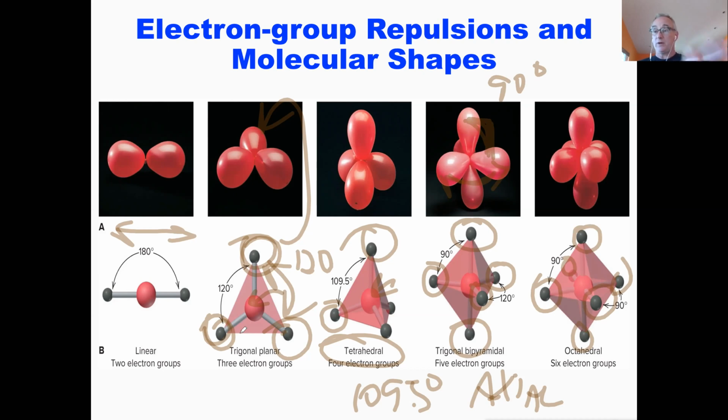So what we'll learn next is we'll take the number of atoms that are around each central atom and the number of lone pairs, and that will determine the actual shape of the molecule. These are the general shapes for the number of groups, but the actual shape of each molecule will be determined by how many of these groups are atoms and how many of these groups are lone pairs. And so we'll pick up with that next week.